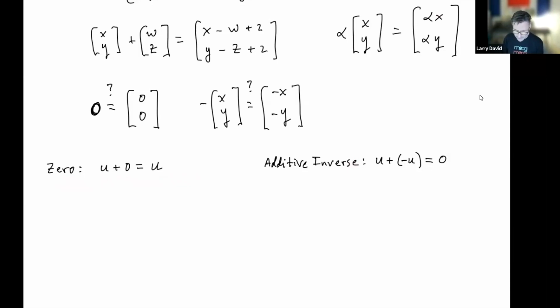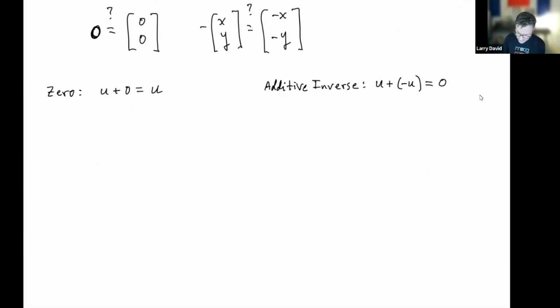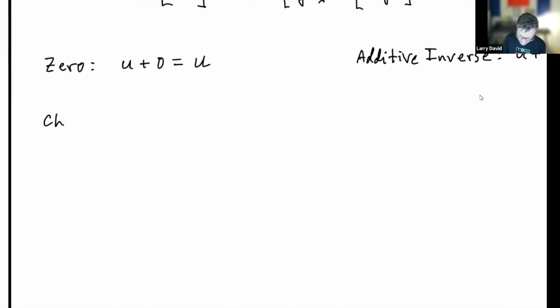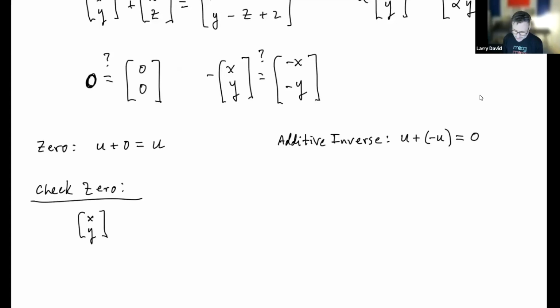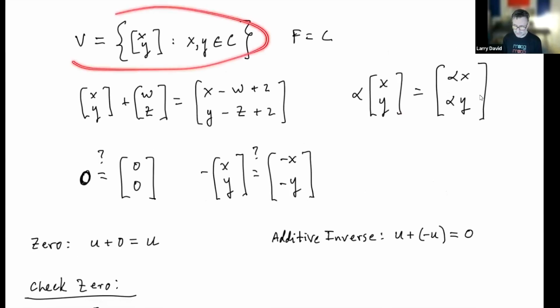So u is just an arbitrary vector. Let's call it, so we'll say check 0. So we'll just use xy here. Notice u is an arbitrary vector in the vector space. The zero axiom can be written like this regardless of what the vector space is, regardless of what the definition of a vector is. The definition of a vector comes from the definition of the set V.